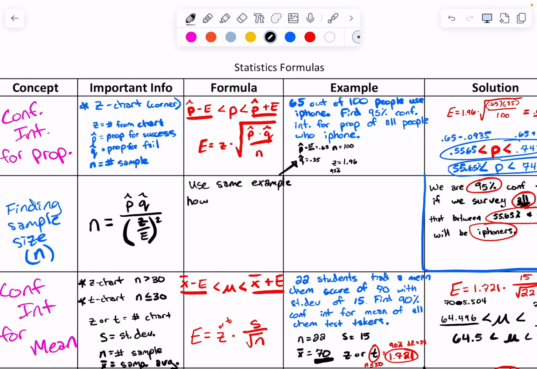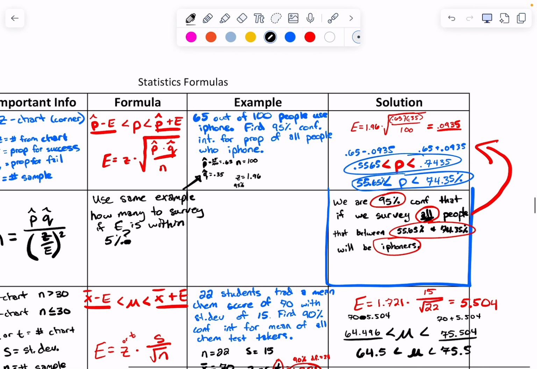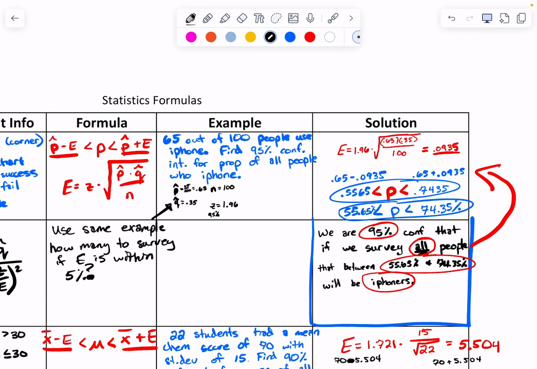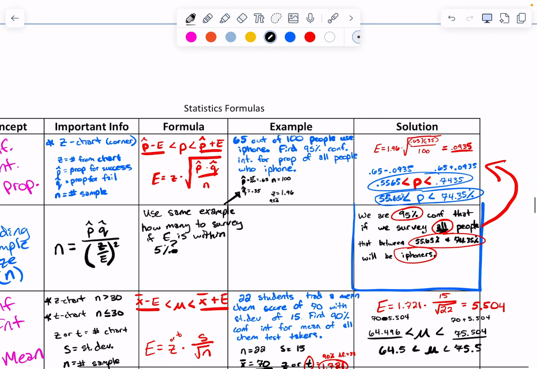How many people do I have to survey if the error is within 5%? How many people do I have to sample in order for my error to be within 5%? So I want my error to be as low as 5%. What was my error up here? 0.0934. That is 9%. I had a 9% error above.